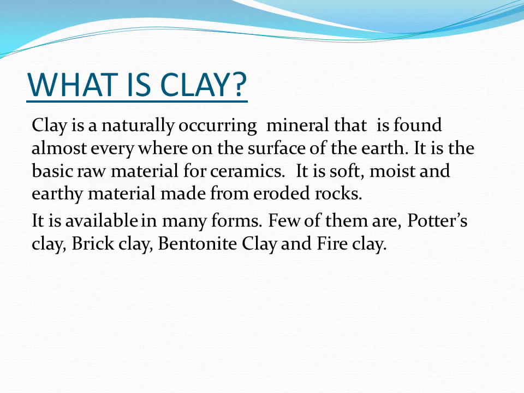First, we'll start with clay. Clay is a naturally occurring mineral that is found almost everywhere on the earth. It is the basic raw material for ceramics. It is a soft, moist, and earthy material made from eroded rocks. It is available in many forms. Few of them are potter's clay, brick clay, bentonite clay, and fire clay. These are the four types of clay which we are going to discuss in this presentation.